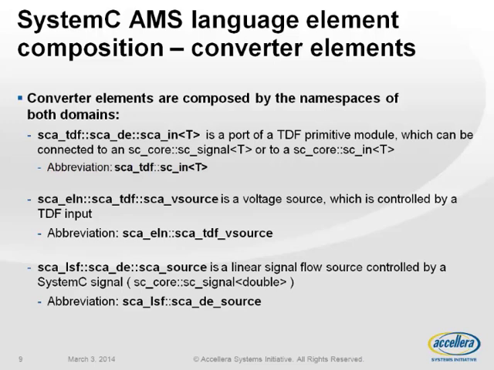And similarly, we have for the electrical domain special elements like voltage sources or voltage sinks. In this case, it's a voltage source in the electrical domain, which converts the voltage from a TDF input signal. Similarly, we have for the linear signal flow domain a linear signal flow element, which converts a SystemC signal to an output signal.